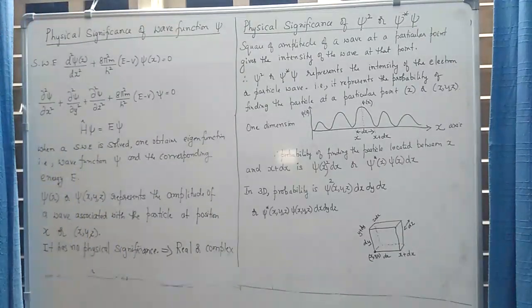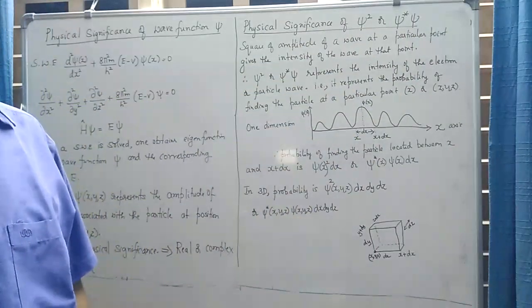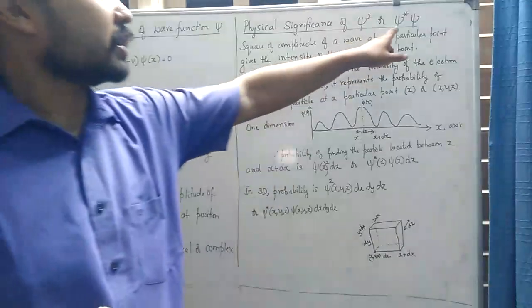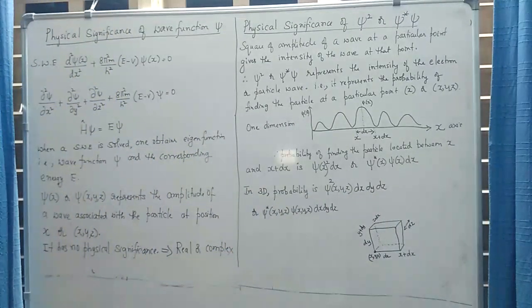So in today's class, we will try to understand the physical significance of the wave function psi and the physical significance of the square of the wave function, psi square. Sometimes we take the product of psi star into psi. So we'll try to understand the physical meaning of these two.